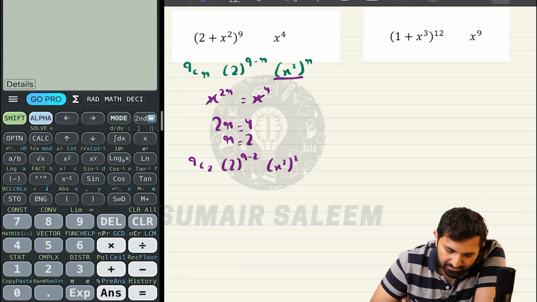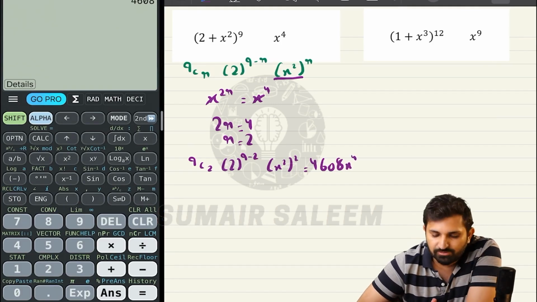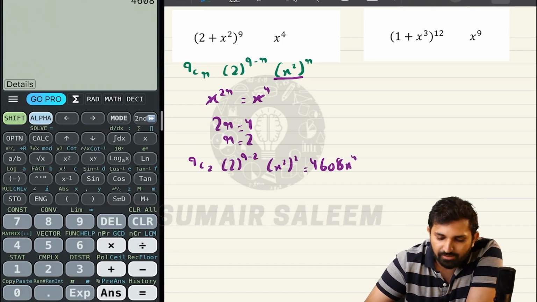9C2 multiplied by 128, that's 4608 x power 4. So automatically I got the coefficient of x power 4. Let's do the last example of this. If it's written, guys, x power 9.